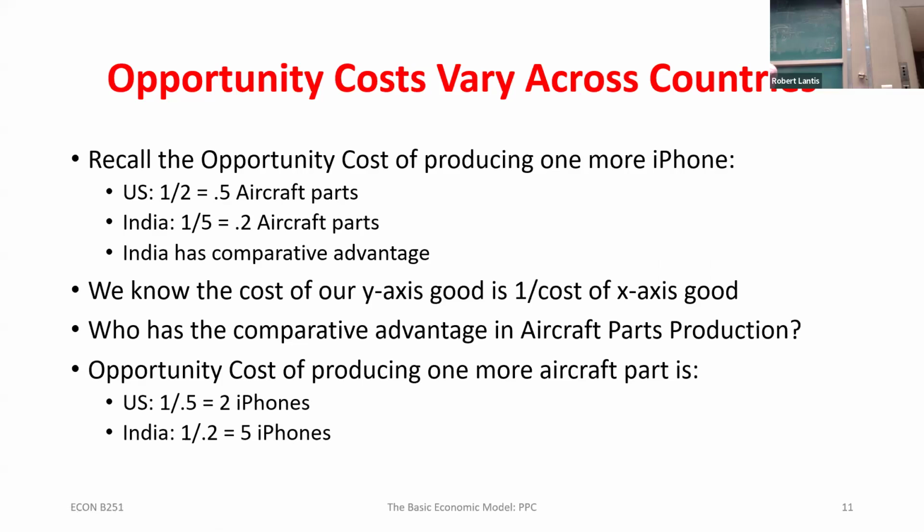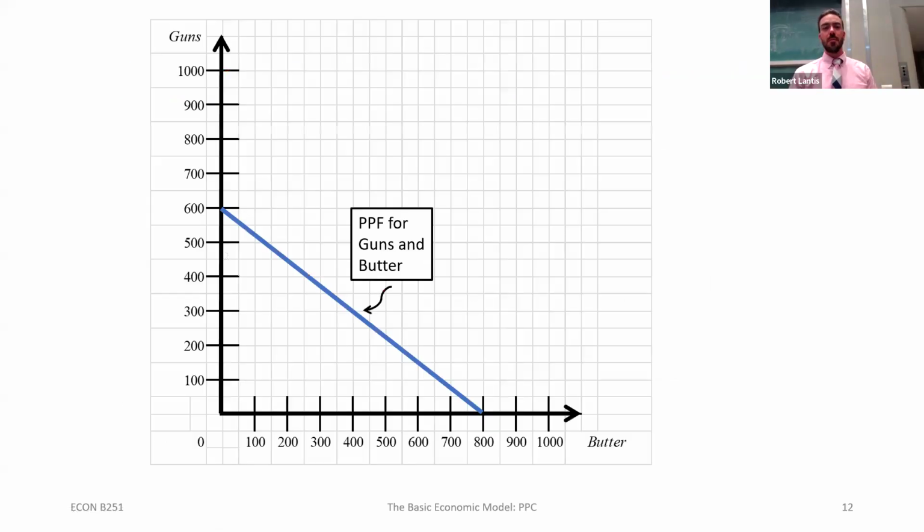So slope, I'm reiterating this a lot. The slope gives you the cost of your x-axis good. 1 over the slope gives you the cost of your y-axis good. Okay, that's just a general generalization you can remember.